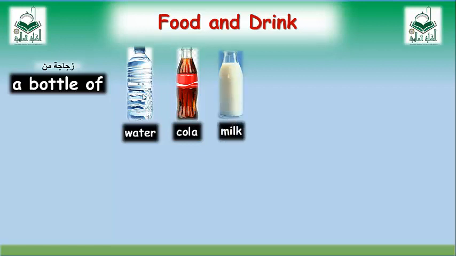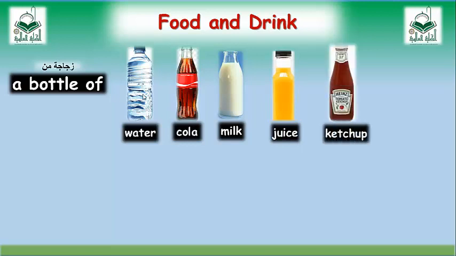I can say a bottle of milk, a bottle of juice, a bottle of ketchup, and a bottle of oil. So the words water, cola, milk, juice, ketchup and oil, all of them are uncountable nouns. I cannot count them. I cannot make them plural or use a or an with them. So how can I do this? Using words like a bottle of.